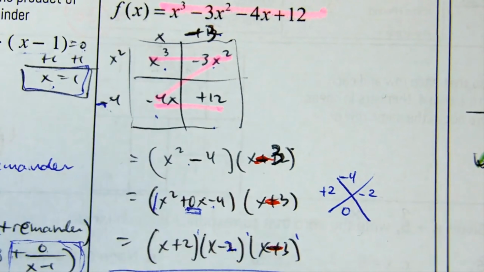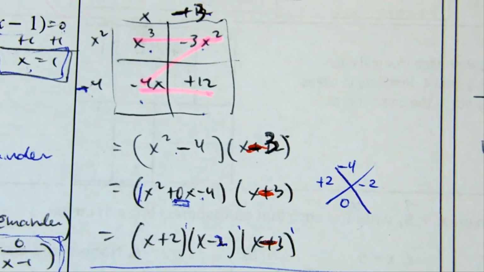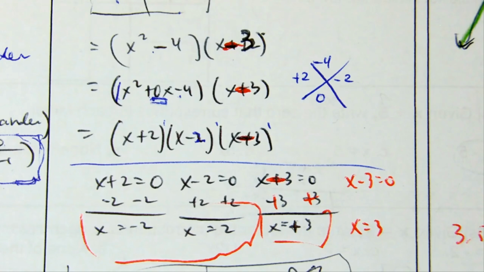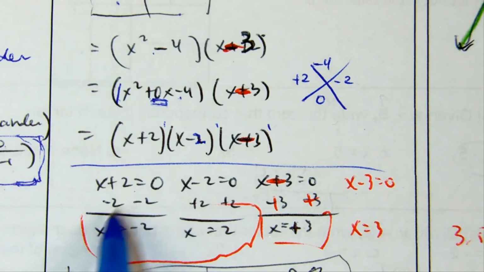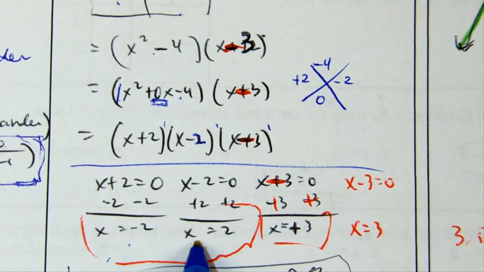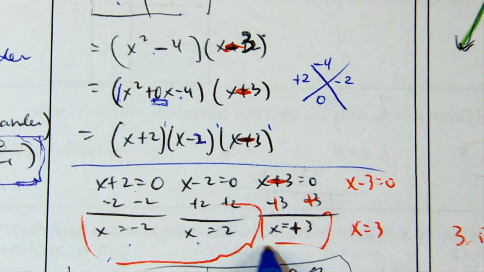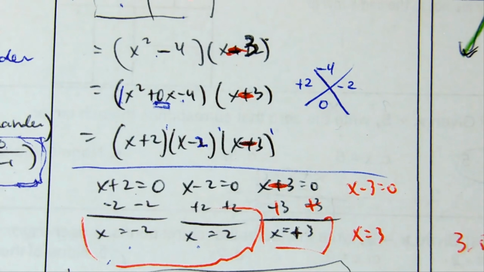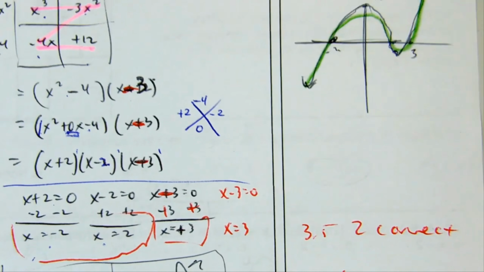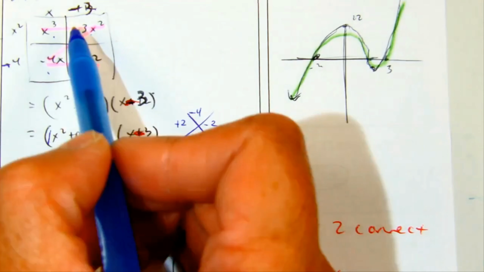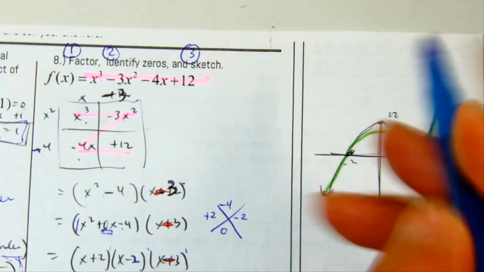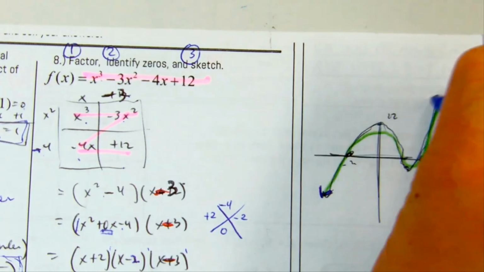To solve, you're just going to set it equal to 0. X equals negative 2. Add 2 here. X equals positive 2. Add 3, and then x equals positive 3. And then to graph that, it is a power of 3. So that means it is an odd degree. Starts down, ends up, just like x to the first.